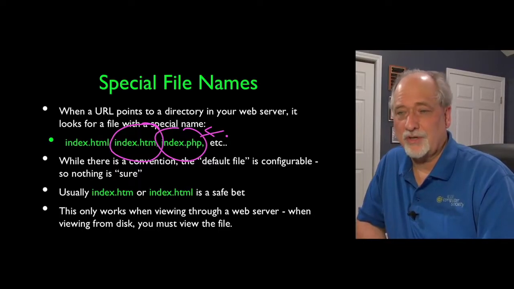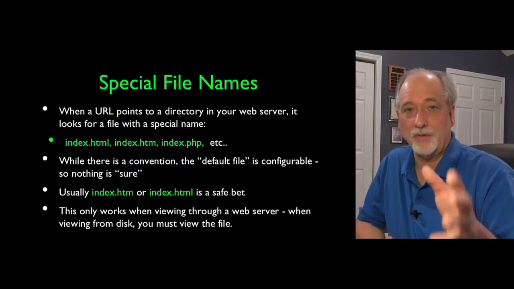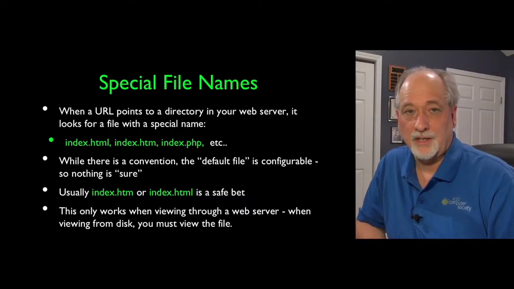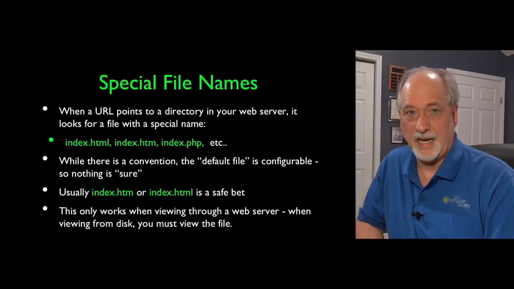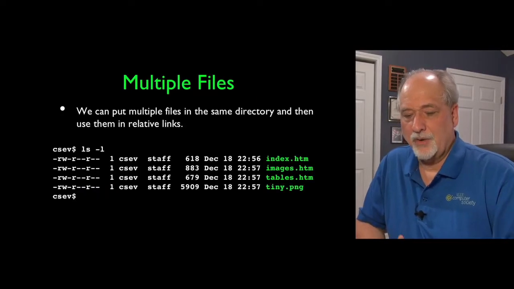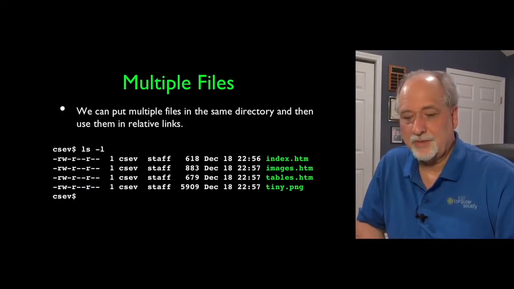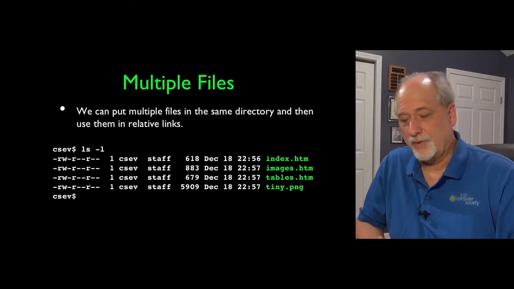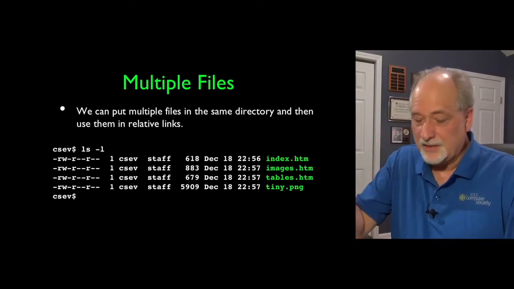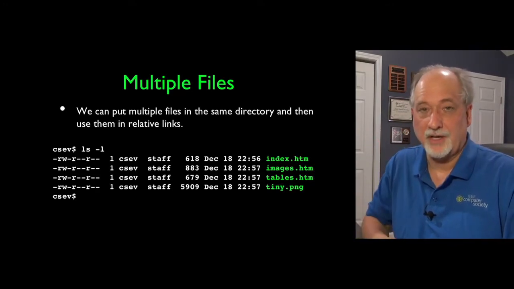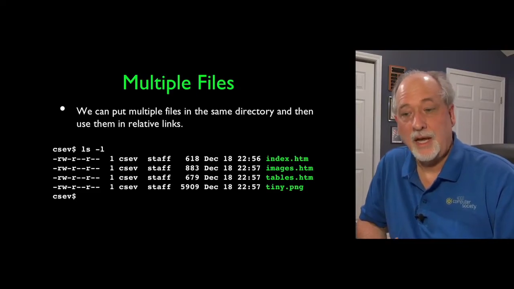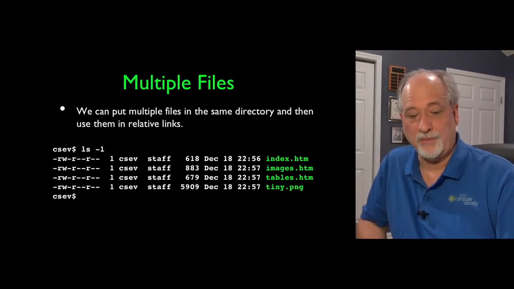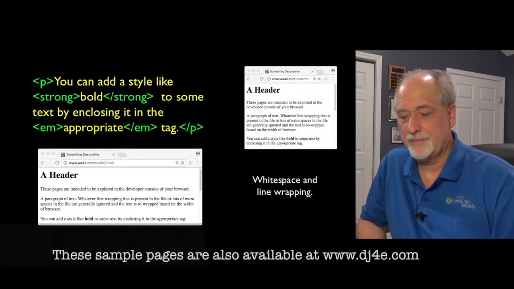Now, when you're viewing things off of disk, which we can do, if you download all the code that I've got in html.zip, then you'll have to open the index.html by hand. So we can put multiple files in the same directory, and then we can use them in what are called relative links. And so we can easily create links between one file and another. And so you'll tend to see, if you look at the zip file, that you've got a whole bunch of files in the same directory. And with little anchor tags, they point back and forth between each one.